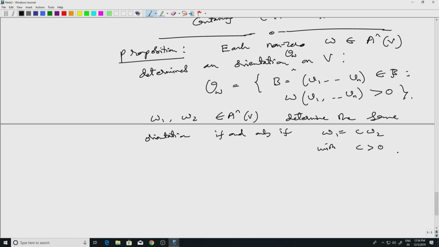So I'll talk about this the next time, and also about how this can be used to give a couple of different characterizations of orientations on manifolds.